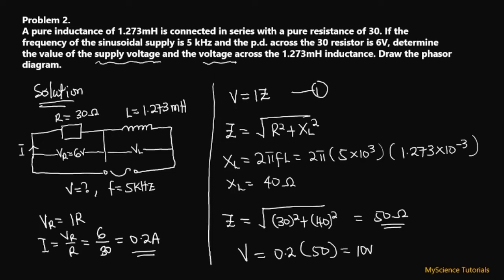Now let's find the voltage across the inductance, VL. So let me do that at the top corner. VL will be equal to I XL, the current multiplied by the inductive reactance. We already know the current to be 0.2, and we just found the inductive reactance, 40, along the process of finding the impedance. So it's 0.2 multiplied by 40, and that gives us 8 volts. So the voltage across this inductor is 8 volts.